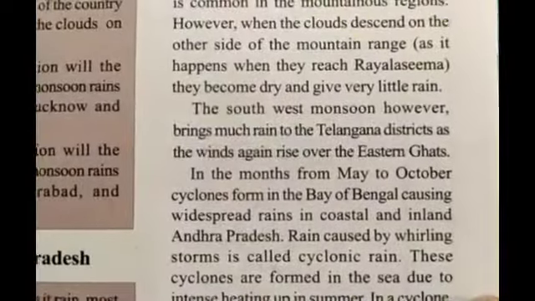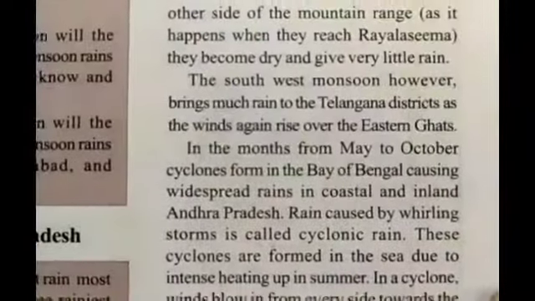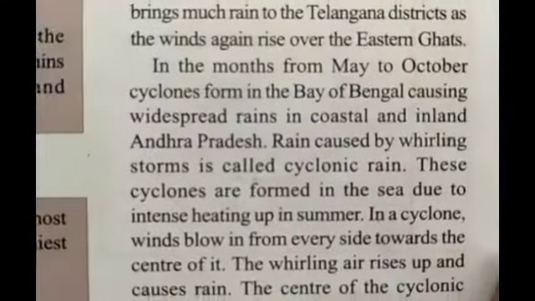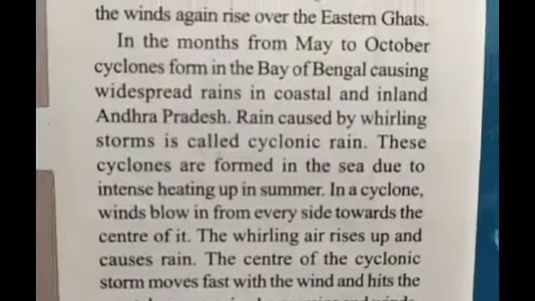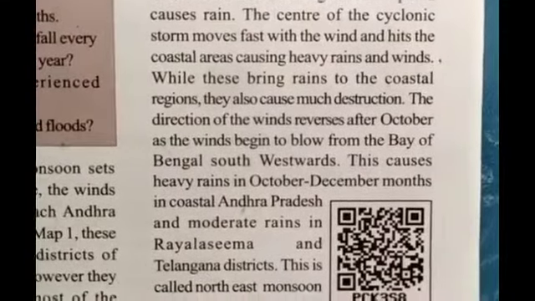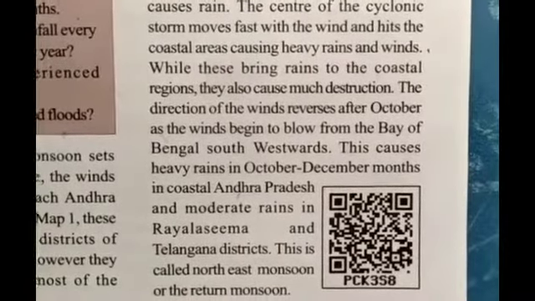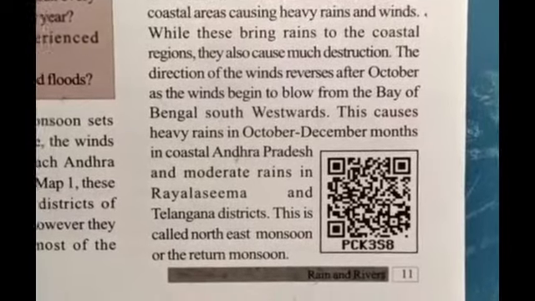In the months of May to October, cyclones form in the Bay of Bengal, causing widespread rain in coastal Andhra Pradesh and inland. Rain caused by whirling storms is called cyclonic rain. The center of the cyclonic storm moves fast with the wind and hits the coastal area, causing heavy rains and winds. The direction of winds reverses after October as the winds begin to blow from the Bay of Bengal southwestwards.